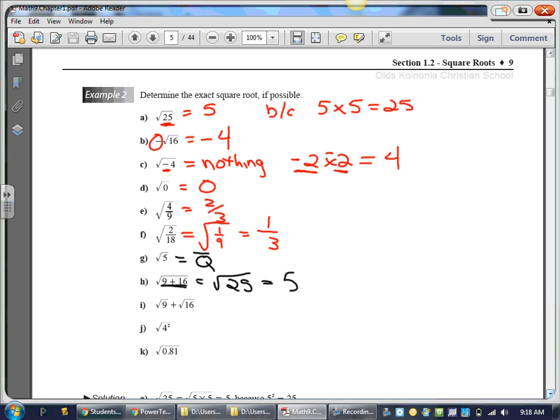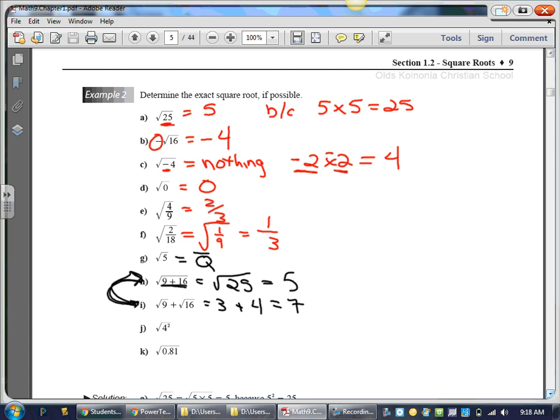Okay, what about this one? Do you think it's going to be 5 when we're done? No. What's the square root of 9? 3. What's the square root of 16? 4. And the answer is 7. I want you to take a look at those two things right there. They are not the same thing.